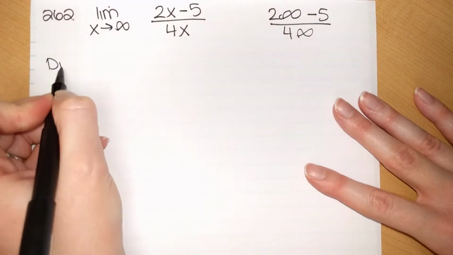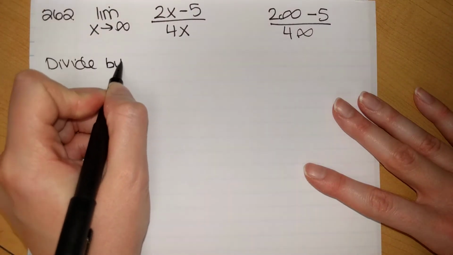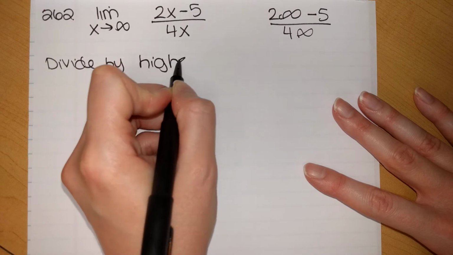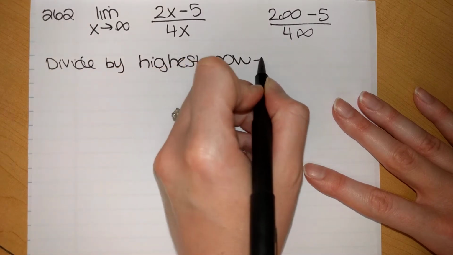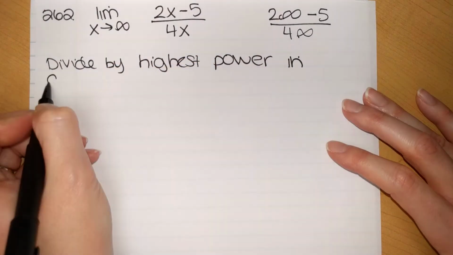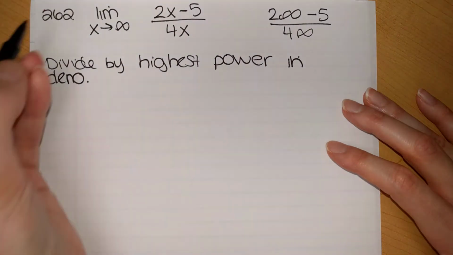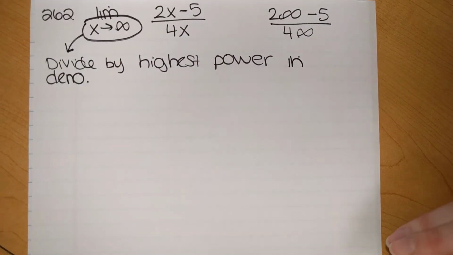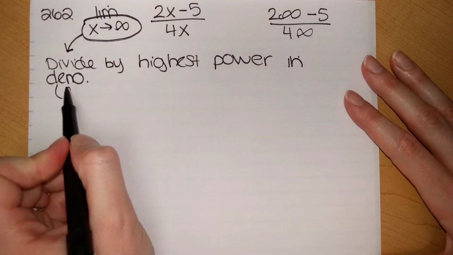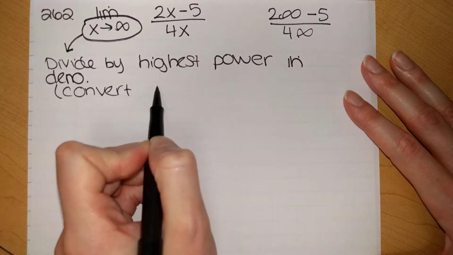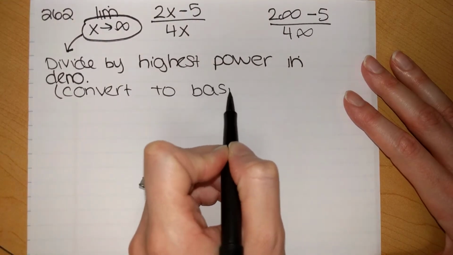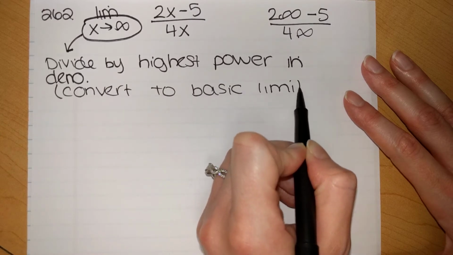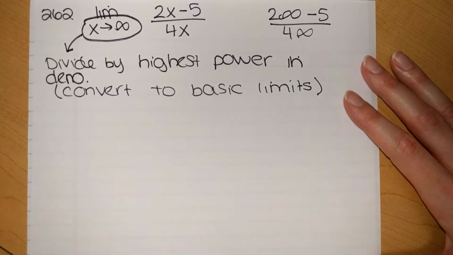So what we do is we divide by the highest power that is in the denominator. So highest power in denominator. I always think about that when I see x going to infinity: if I want clarity on what is actually happening, I need to divide by the highest power in the denominator, and the whole idea is that it will convert it to basic limit laws that we can then use to find the limit. Okay, so let's go about doing that.